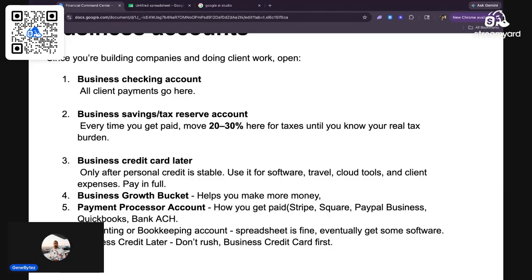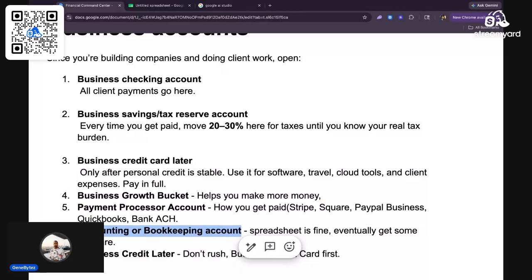Okay, let me go ahead and summarize this really quickly before we close. The basic business money stack is business checking, business tax savings, business growth bucket, payment processor, bookkeeping system, business credit later. No, we already have business credit on there, so we put that twice. If you're serious about building, separate your money like a serious operator. Save this video and set up your business banking structure before your next client payment hits.